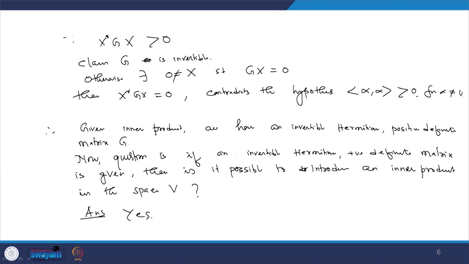So, when an ordered basis is given to us, then how do we define that inner product? We will define the inner product like this.